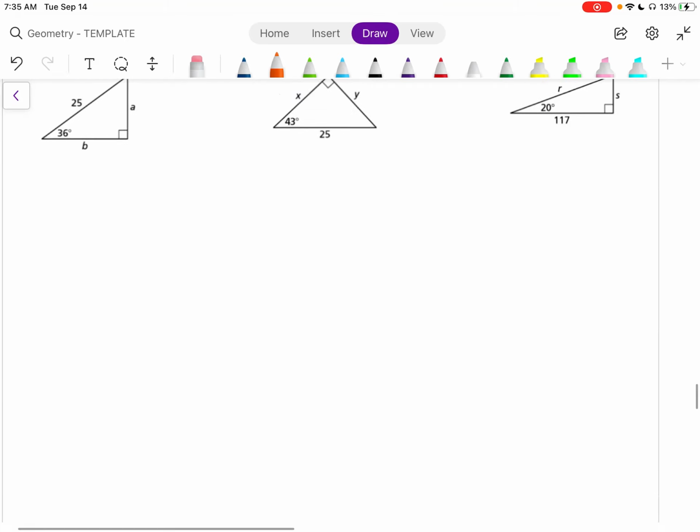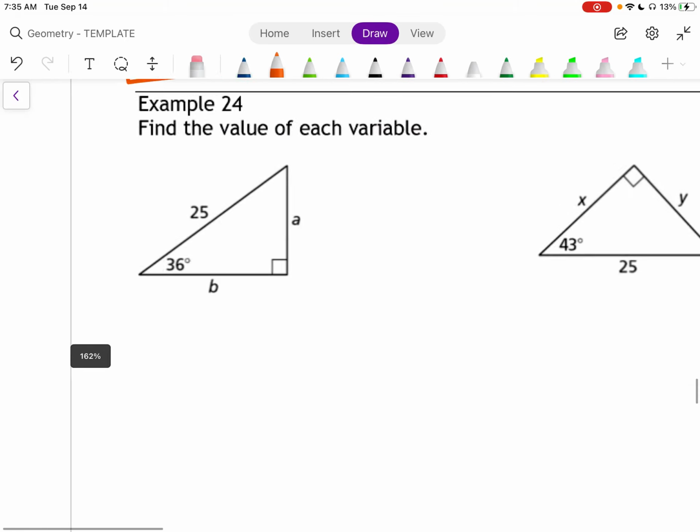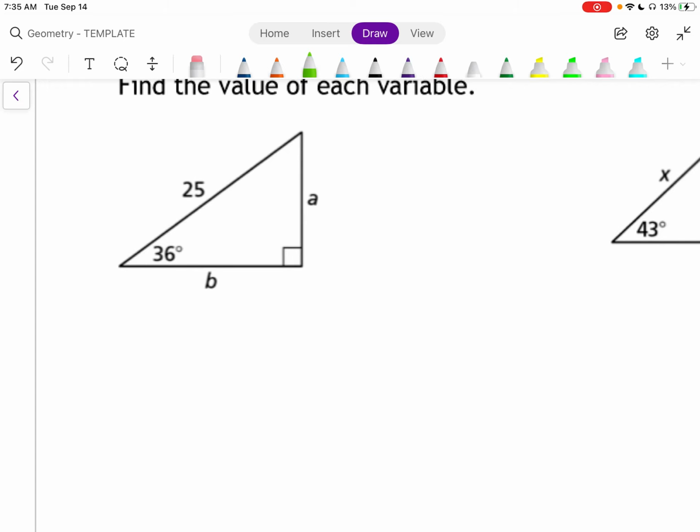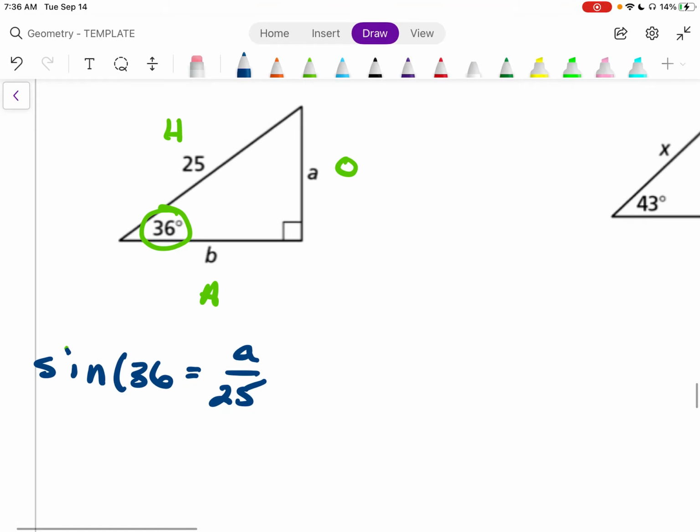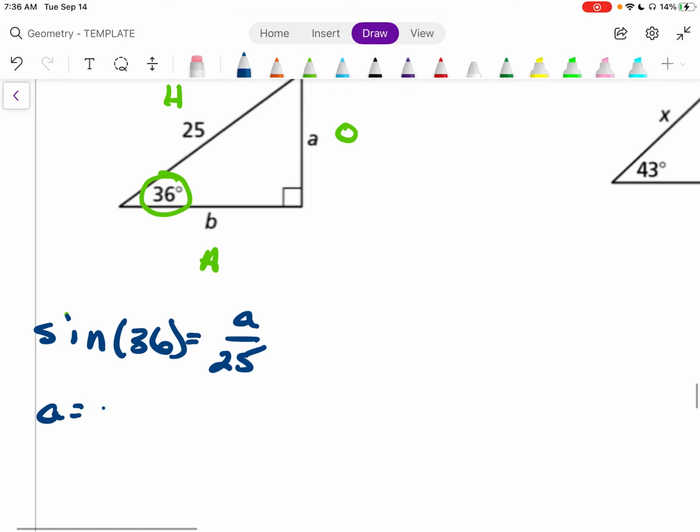Next up, is this our last one? It is. We'll look at this one first. We're looking from the perspective of 36. This would be my opposite, adjacent, and hypotenuse. Looking first at A, I know that A is going to be dealing with sine because it's opposite, and I also have my hypotenuse. So sine of 36 is going to be equal to A over 25. So A equals 25 sine 36.